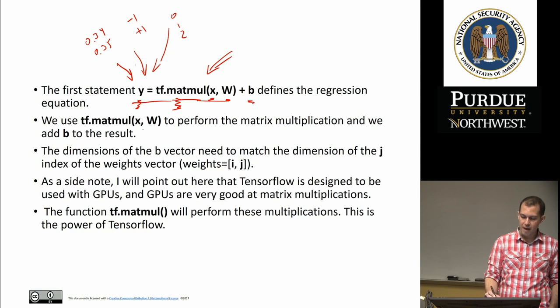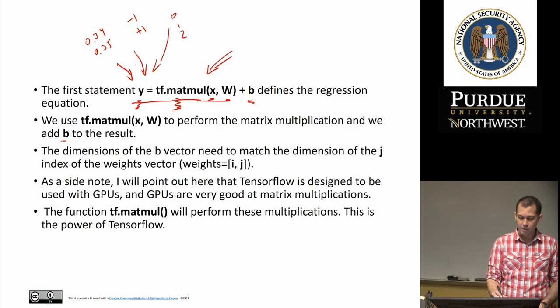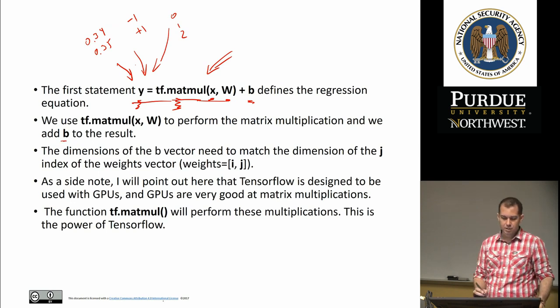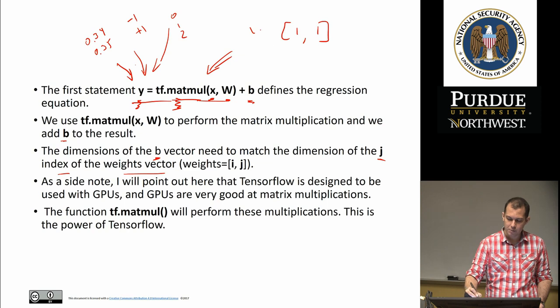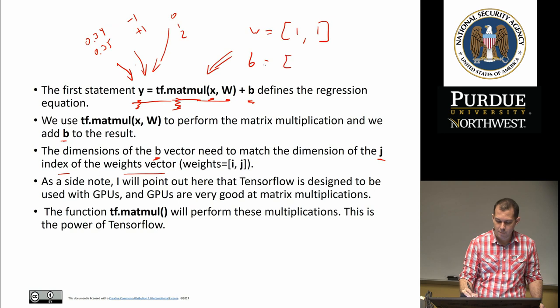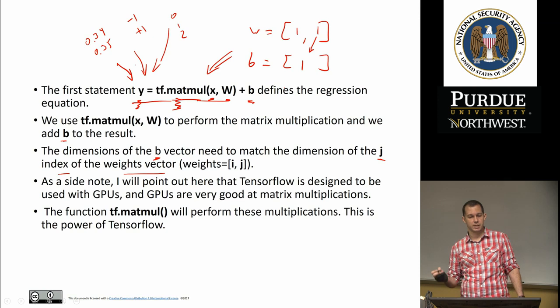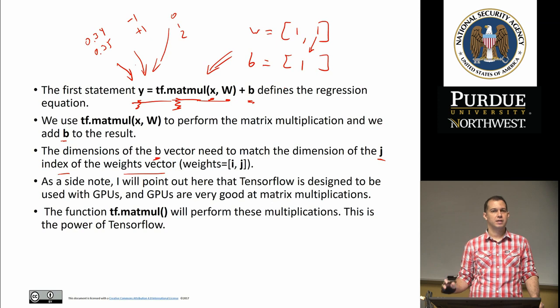So we use tf.matmul(x, w) to perform the matrix multiplication, and then we add b to the result. The dimensions of the b vector need to match the dimension of the j index of the weights vector. So remember that whenever you define the weights, as we did before, 1, 1, right? This was the dimensions of the weights. The bias just needs to match whatever that is. So that's kind of like the rule of thumb, at least for now, for us to worry about. And that simplifies quite a bit.